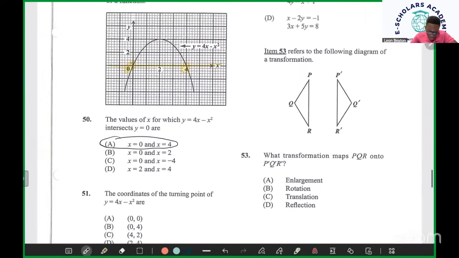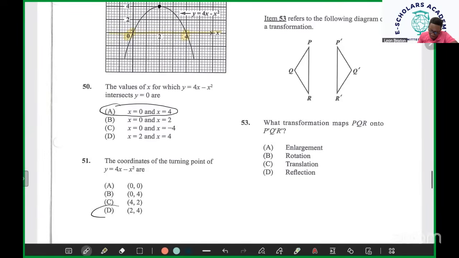Coordinates for the turning point. Turning point would be right here. The coordinates would be 2 across, 4 up. So 2, 4, which is D.